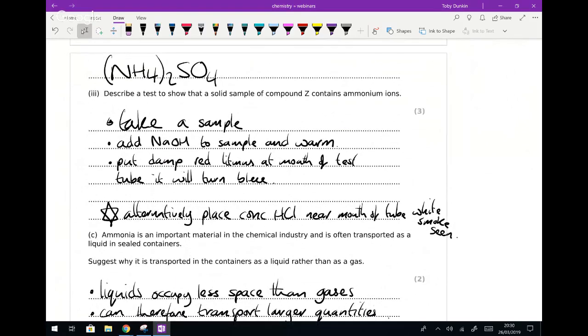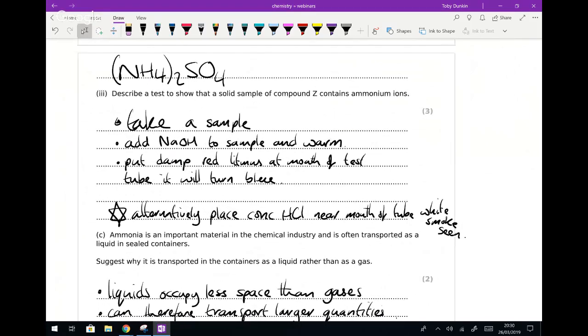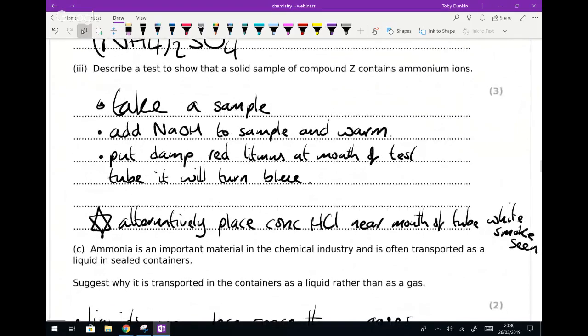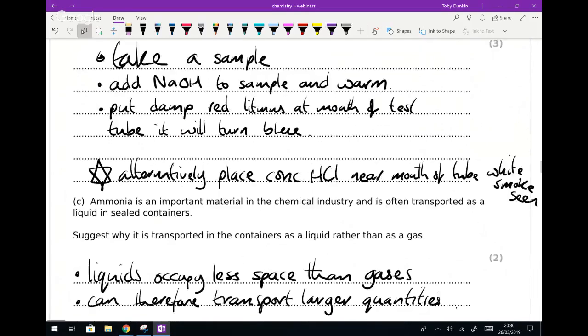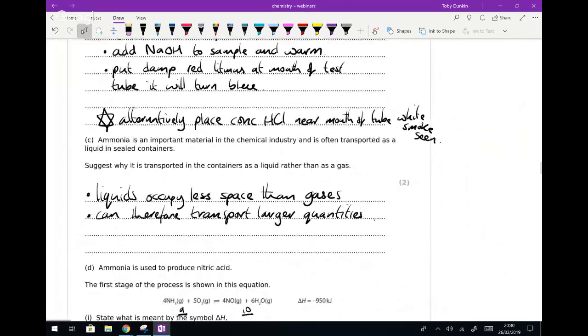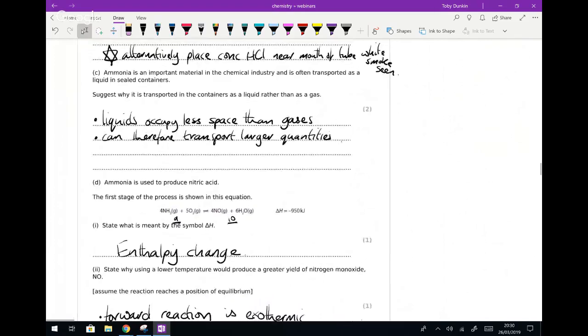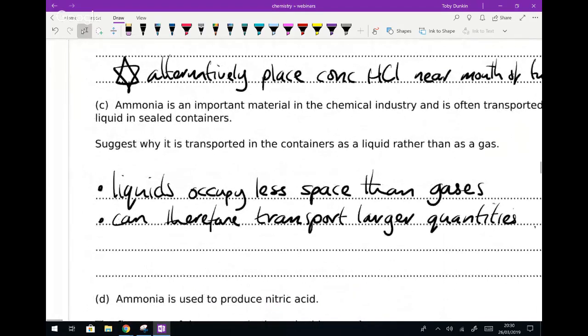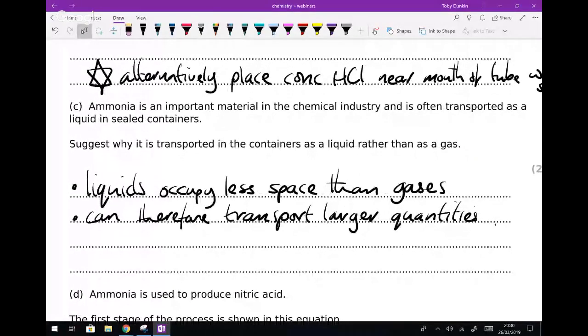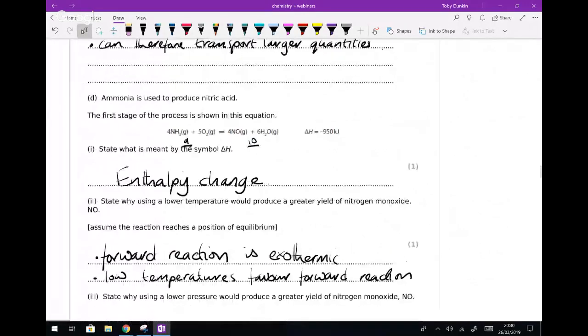Describe a test to show the solid sample contains ammonium ions. This is chemical tests. We did this a couple of weeks ago. Take a sample, add sodium hydroxide and warm. Put damp litmus paper near the mouth of the test tube and it will turn blue. Alternatively, place concentrated hydrochloric acid near the mouth of the tube and you'll see white smoke. Suggest why it is transported as a liquid. Why do you transport things as a liquid? They occupy less space, so you can transport large quantities.